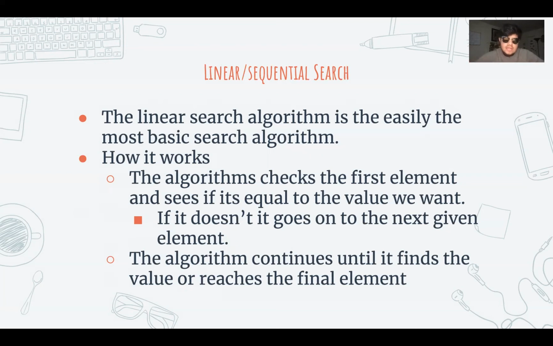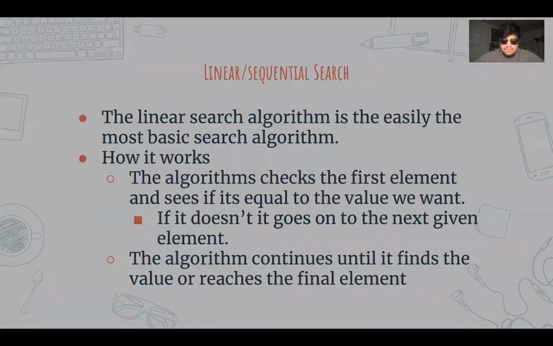It's like reading a dictionary, but instead of searching for the word by going to the letter section, let's say the word I want is whack, right? I'm not going to the W section directly. I'm going from A, B, C, and all those sections until I see whack. And then that algorithm continues until it finds the value or reaches the final element.